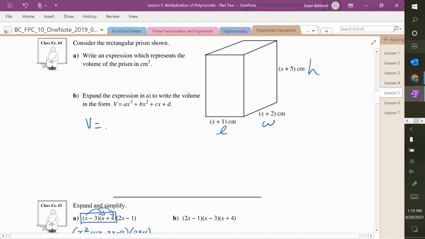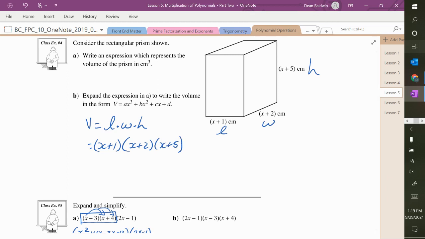So volume will be the length times the width times the height. So it's x plus 1, x plus 2, x plus 5. You want to do it on your own? Okay. Do it on your own. I'll freeze it, and then we'll see if we match up our answers.